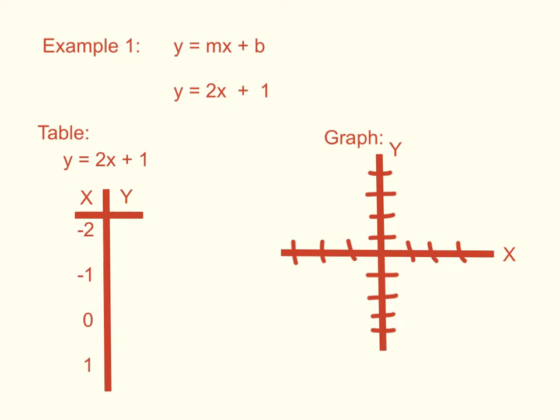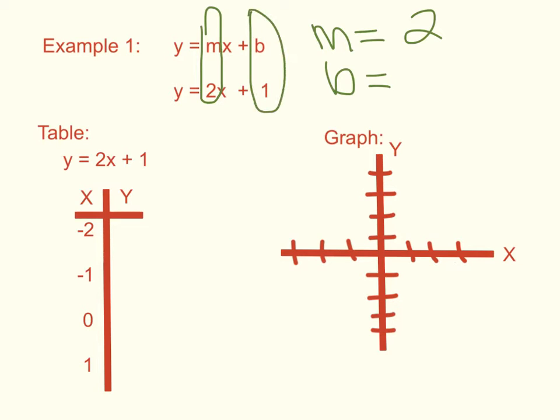Here's an example. In our slope-intercept form, y is equal to mx plus b, we're going to do the example y is equal to 2x plus 1. First, let's identify our slope, which is m, and our y-intercept, b. Looking at the equation, you can see that 2 is our slope, and our y-intercept, b, is 1.